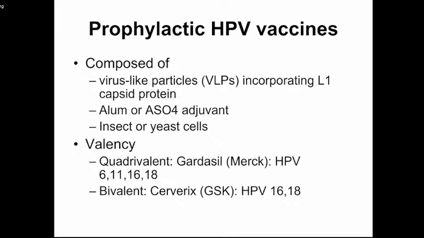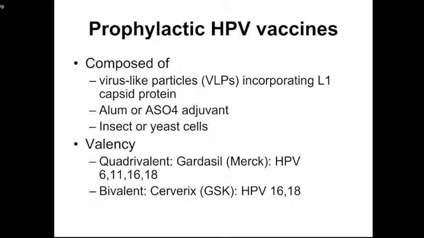which protects against infection by HPV types 6 and 11, which, remember, are the most important for genital warts, and 16 and 18, important for both genital warts, low grade, high grade, and invasive cancer. And then the bivalent Cervarix vaccine by GSK, which protects against types 16 and 18. Okay, so those are the two generally available vaccines here in Kenya.